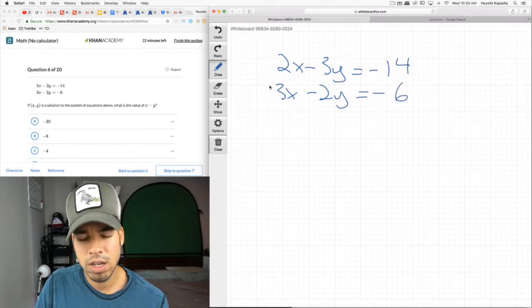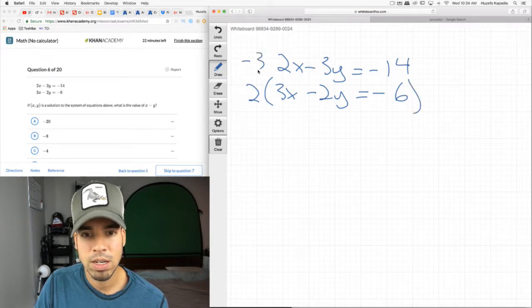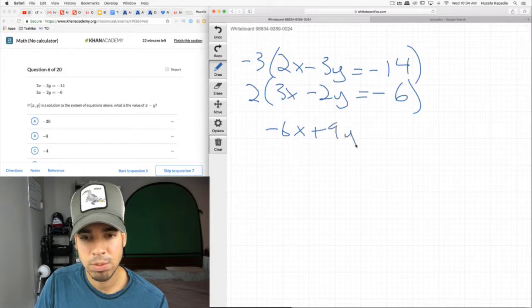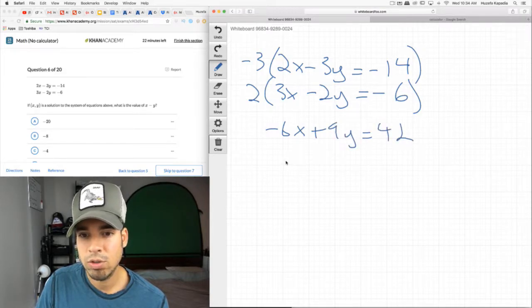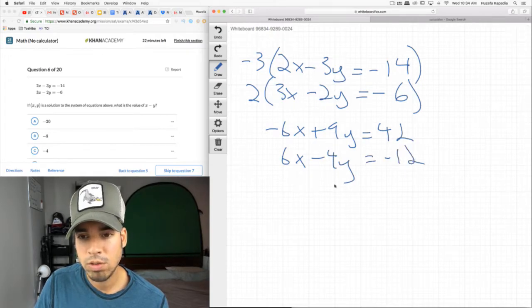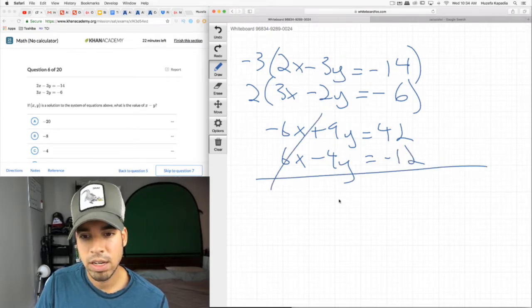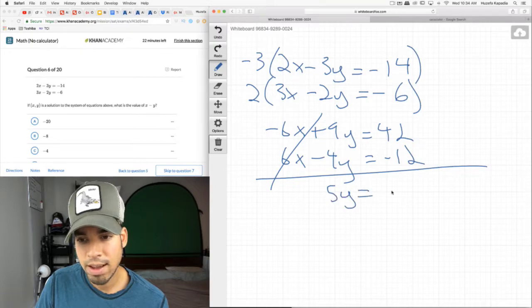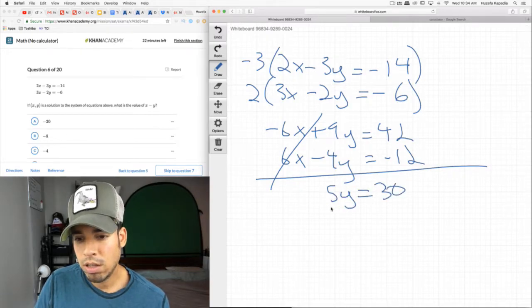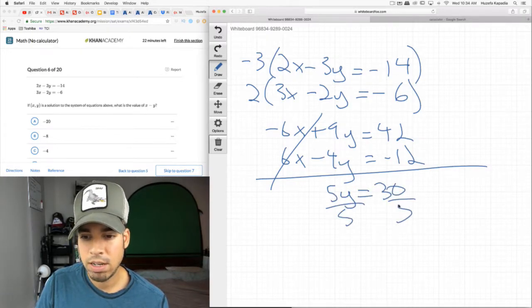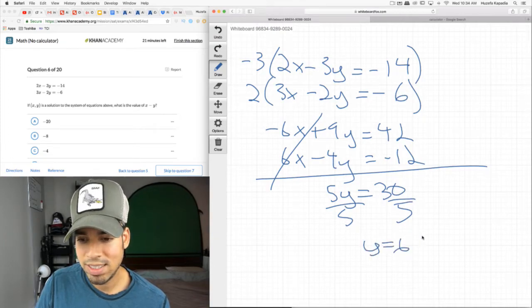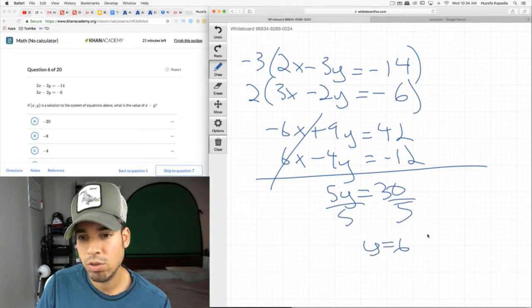So let's use combination. So I'm going to multiply this bottom one by 2, this top one by negative 3. Top one becomes negative 6x plus 9y equals 42. The bottom one becomes 6x minus 4y equals negative 12. Add them together. X's go away. This becomes 5y equals 30. Divide by 5. Divide by 5. Y equals 6. If y equals 6, plug it back into one of the original equations.